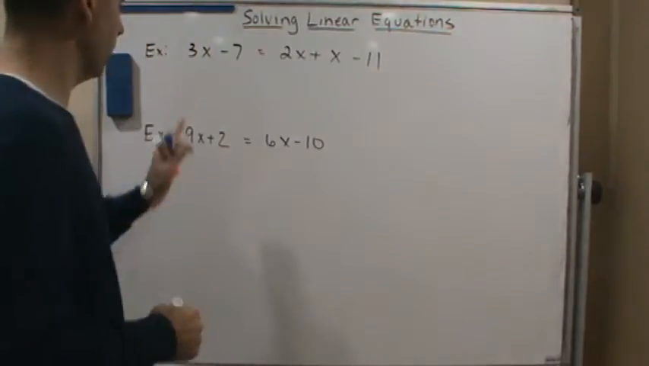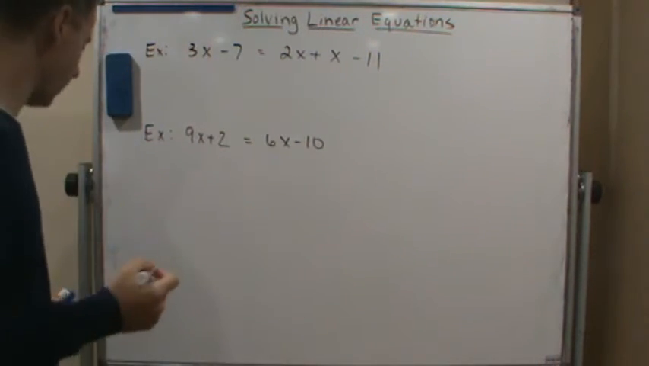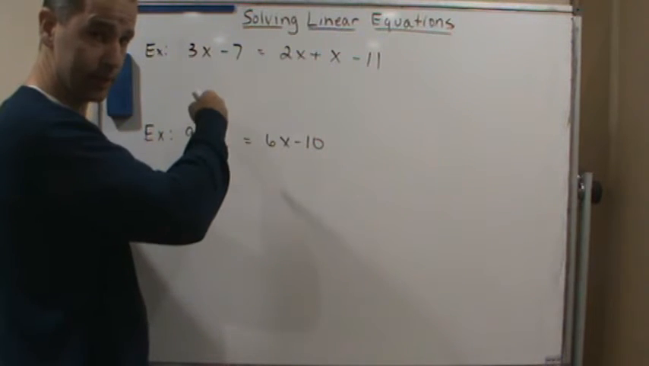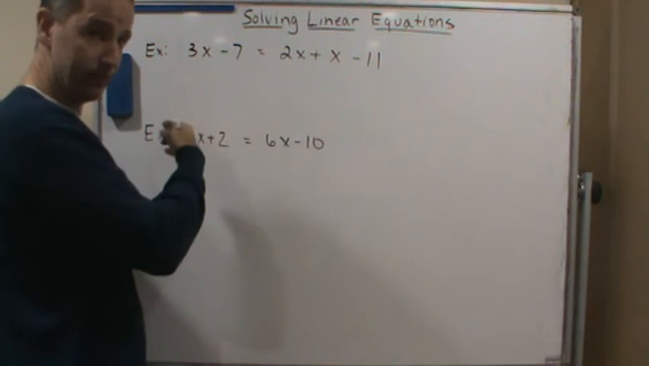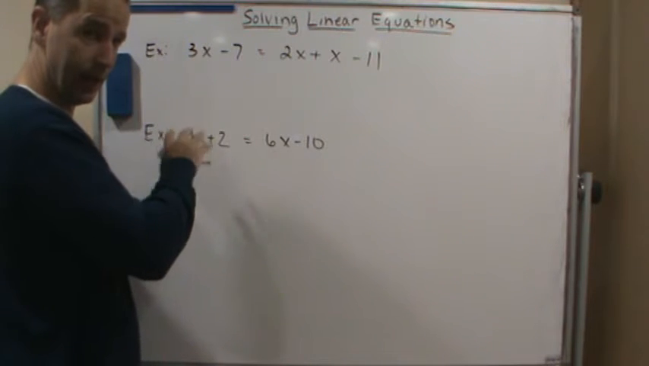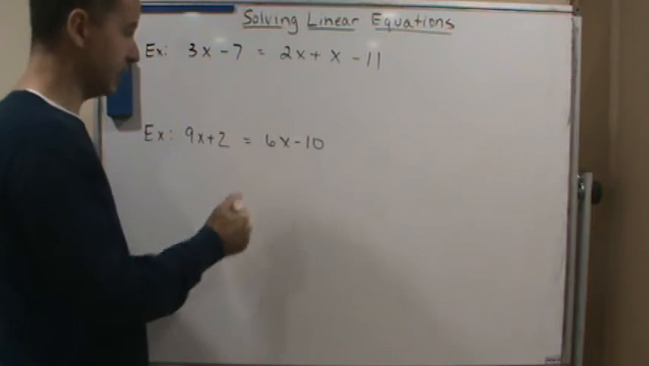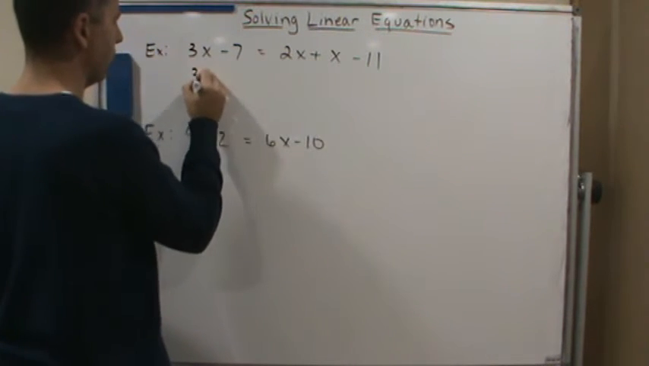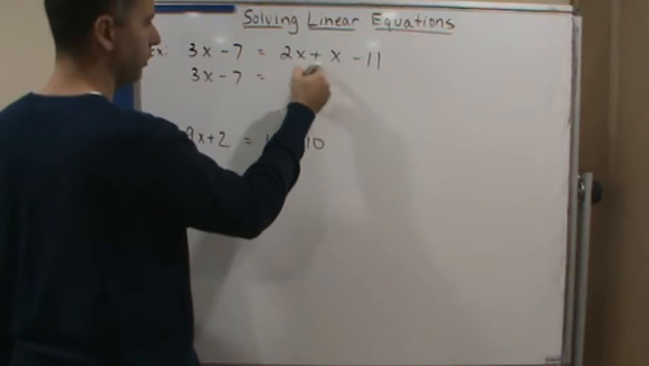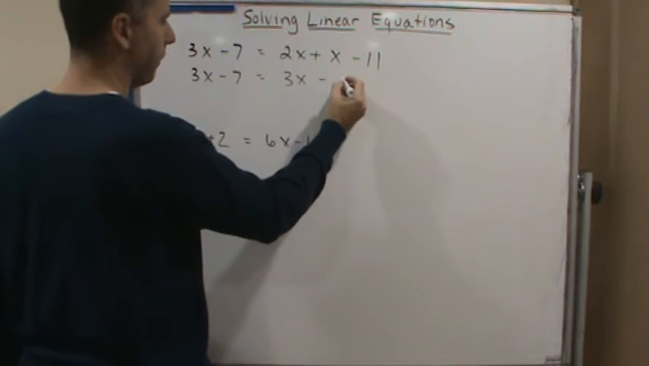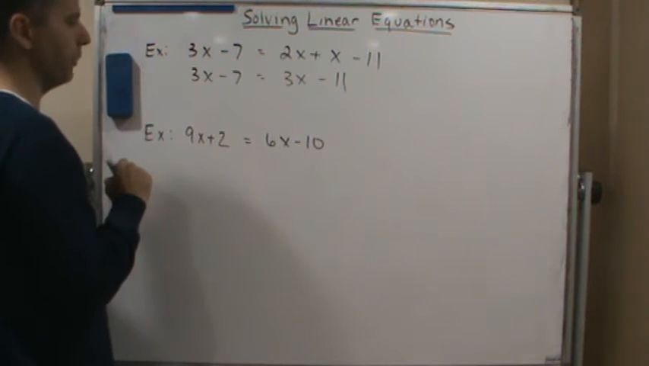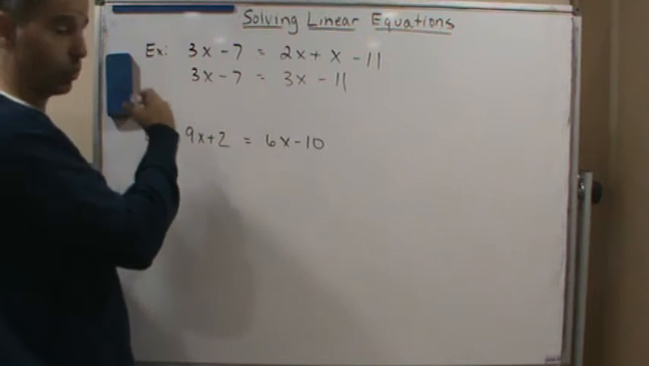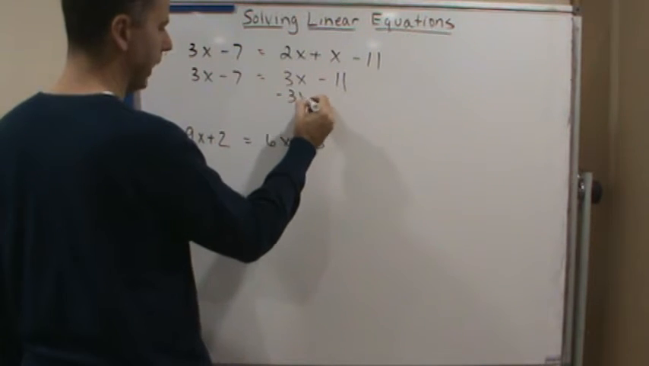So in the first one, let's see what happens with this equation here. So again, we want to combine like terms on both sides, and then we want to move any term with x on one side and any constants to the opposite side, okay? So let's do this first. So let's combine these, and so we get 3x minus 7 equals 3x minus 11. Okay, now I got to move the x's to one side. So I'm going to subtract 3x from both sides.